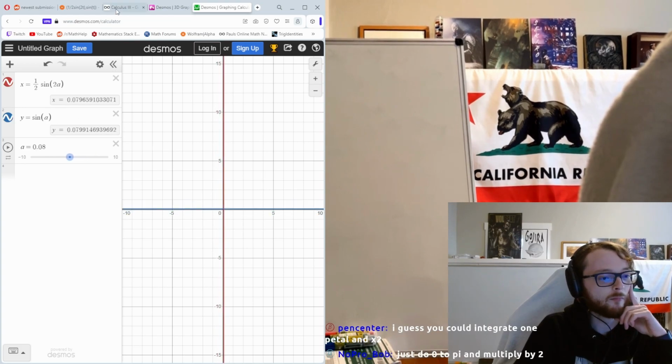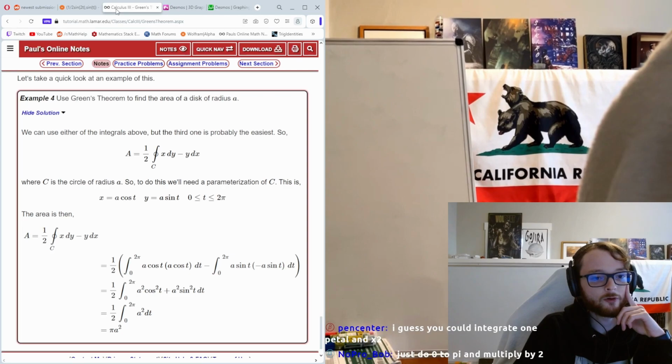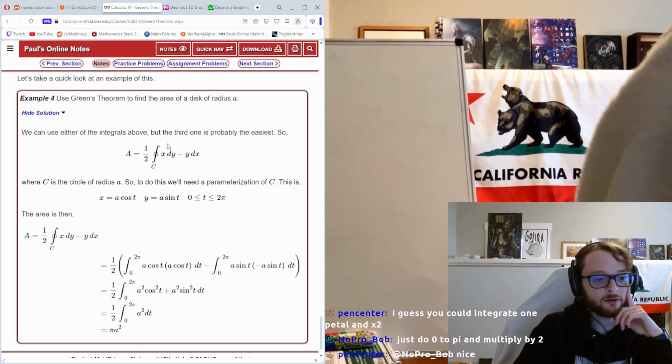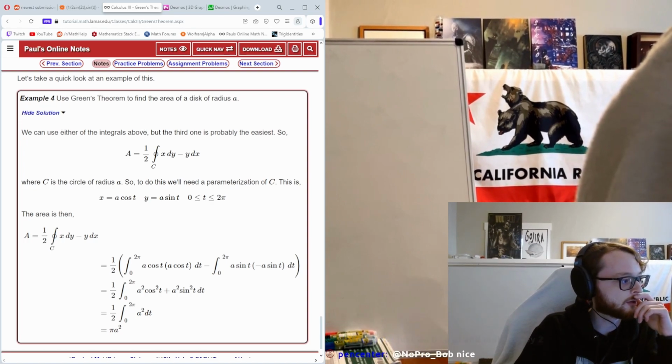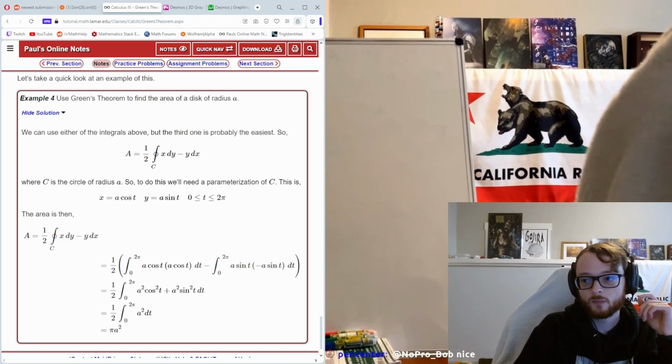Okay. You could do 0 to pi and multiply by 2 as well, yeah. Take advantage of the symmetry. I doubt it makes a difference. Well, I don't think it makes a significant difference in how hard it is to integrate either way.